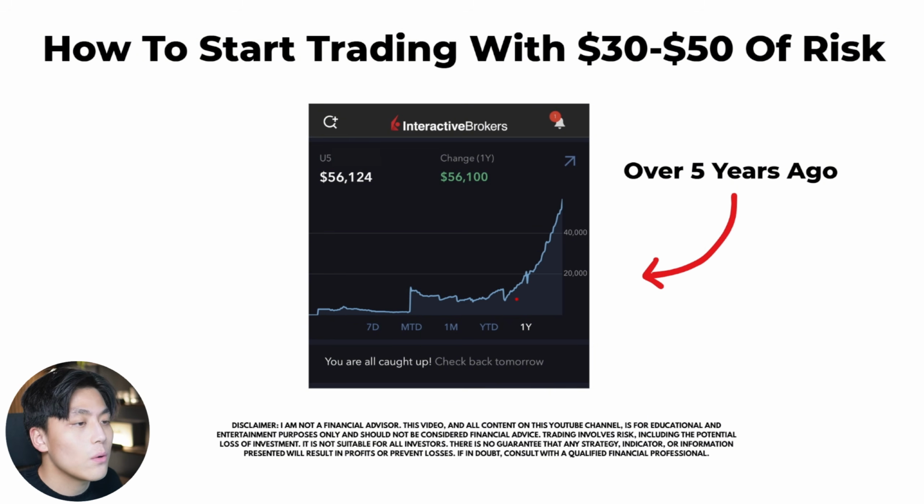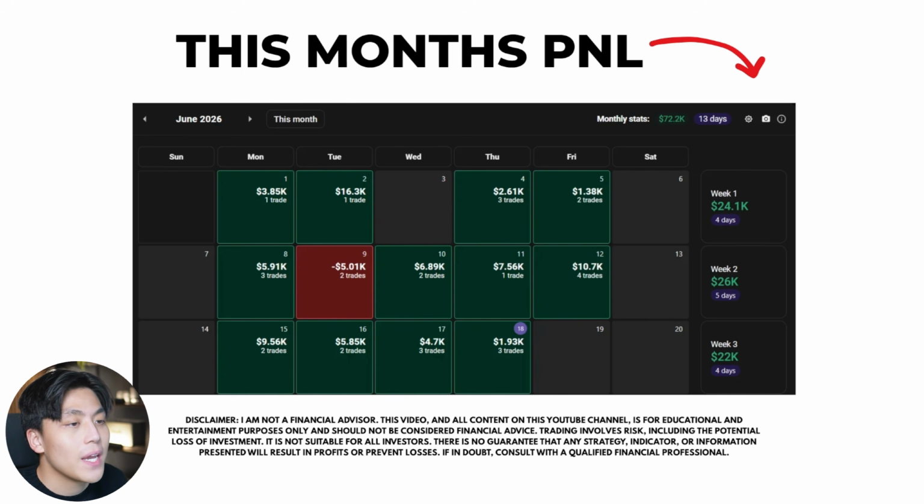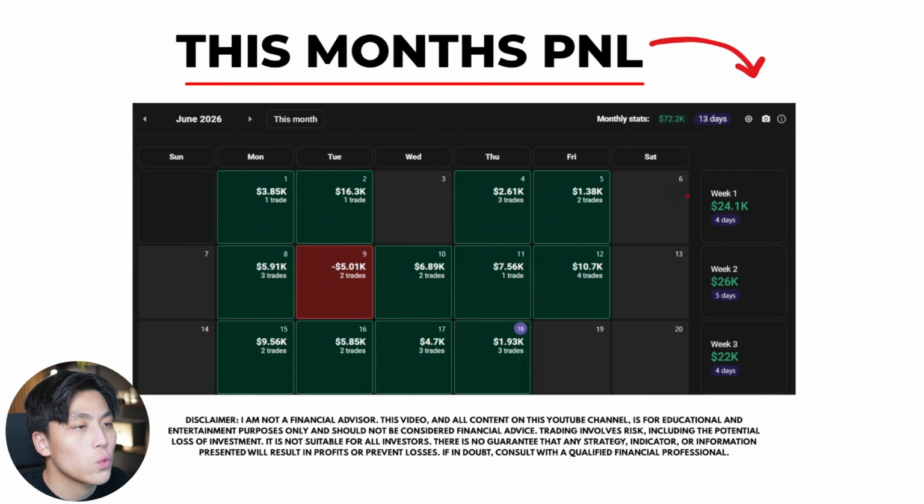consistency, and then I was able to scale my trading account from $3,000 to over $50,000 within 2.5 months, only starting off with risking $30 to $50 per trade. And now I risk closer to $3,000 to $5,000 per trade. And this is my current month-to-date P&L for June 2026. And I'm up over $70,000 this month trading alone.